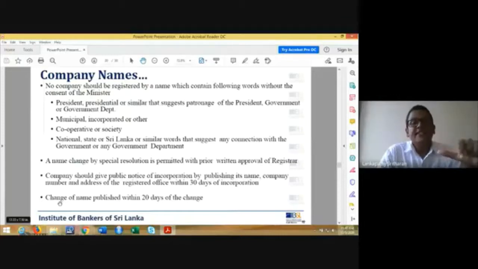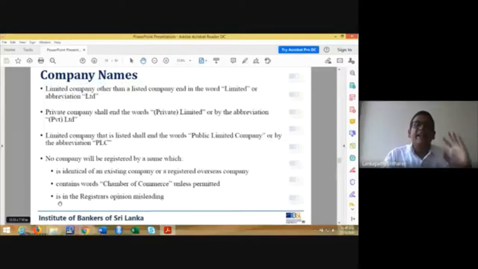The second condition is municipal or incorporated or other. The third one is cooperative or society. The fourth one is national, state or Sri Lanka, or similar words that suggest any connection with the government or any government department. They will not allow those names to be registered as company names. So these are the things you will have to keep in mind. There are two conditions. One is that in any circumstances they will not allow it to be registered as a company name.